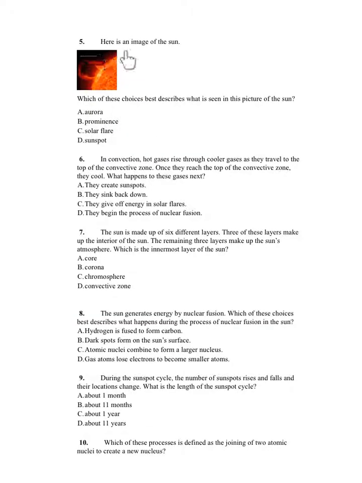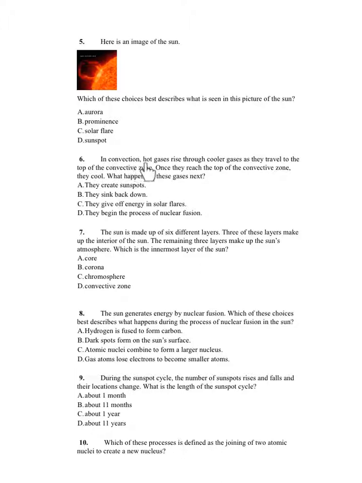Number 5. Here is an image of the sun. Which of these choices best describes what is seen in this picture of the sun? A. Aurora. B. Prominence. C. Solar flare. D. Sunspot.